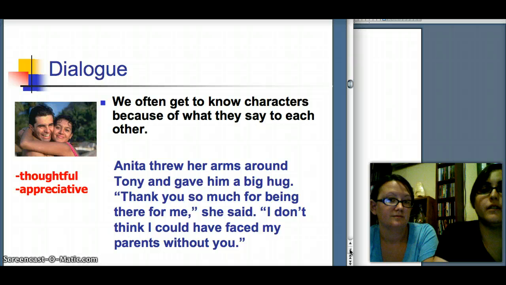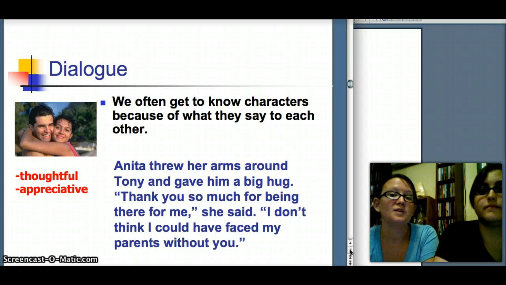Dialogue. So, what we say says a lot about us, just like characters. Anita threw her arms around Tony and gave him a big hug. "Thank you so much for being there for me," she said. "I don't think I could have faced my parents without you." So from this, we can see that Anita is thoughtful and she is appreciative.